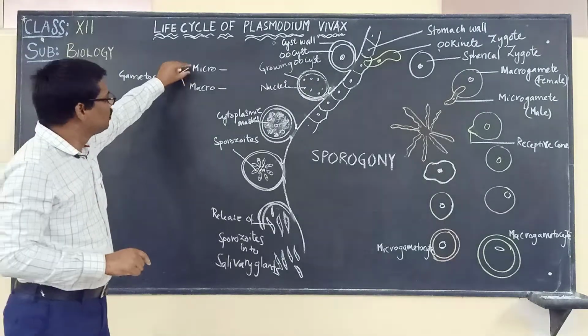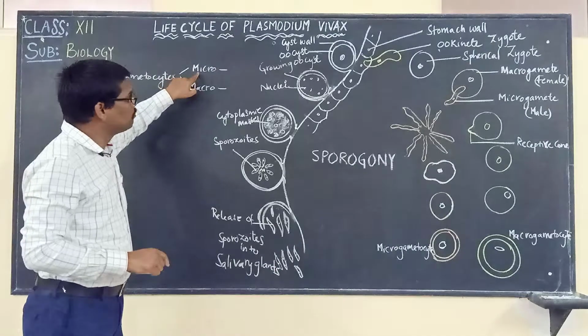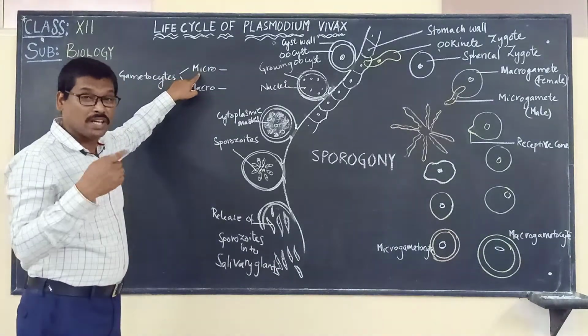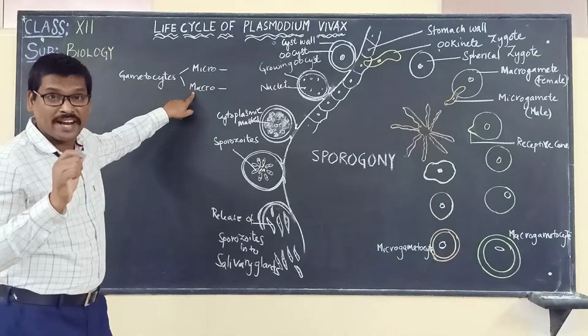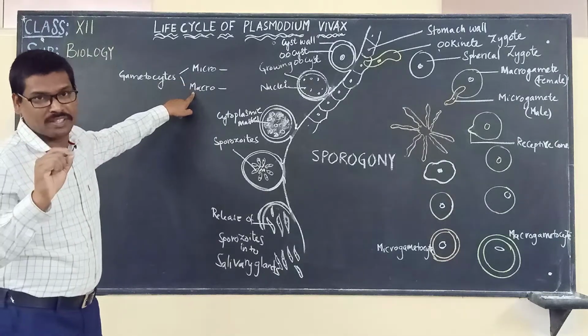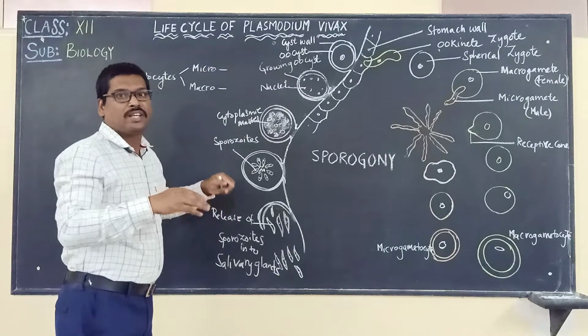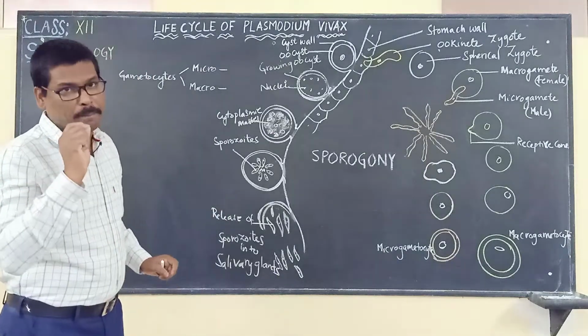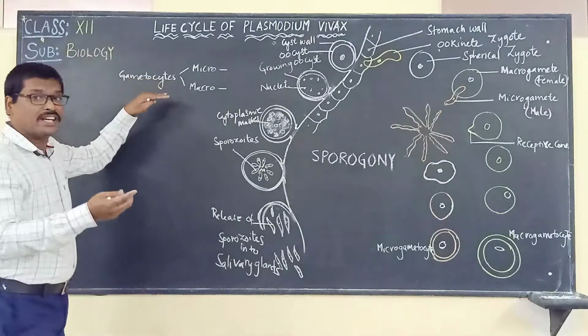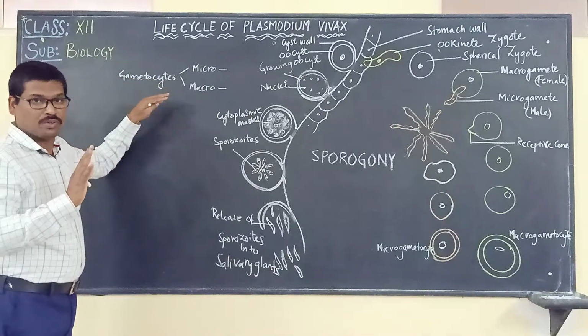But to make it very simple, let us say that microgametocytes will be changing into male gametes and macrogametocytes will be changing into female gametes. That will be taking place now in the mosquito. Which mosquito? Female Anopheles mosquito. So this is what we studied in the previous video.